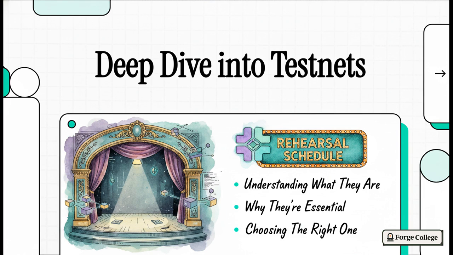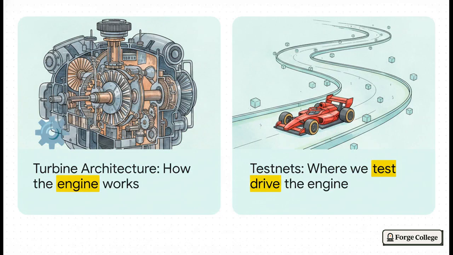Okay, let's dive into this. Now, if you were with us for a previous lesson, you know we got totally in the weeds looking under the hood of the turbine architecture. We looked at exactly how that engine actually works. But listen, knowing the script inside and out just isn't enough, right? I mean, you wouldn't shove your lead actor onto the stage on opening night without a single rehearsal. No way. And you certainly wouldn't push a smart contract, especially one holding real value, to the live mainnet without safely testing it first. That's exactly where testnets come in.